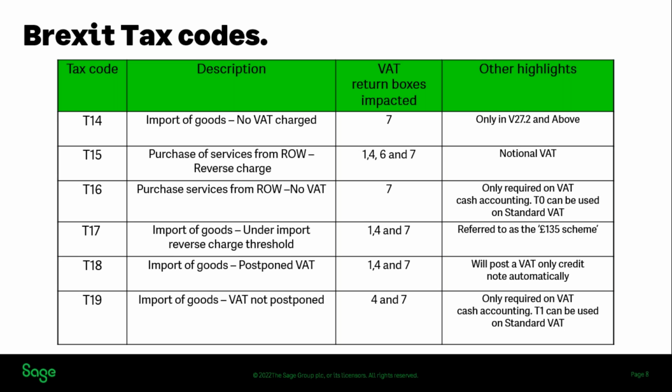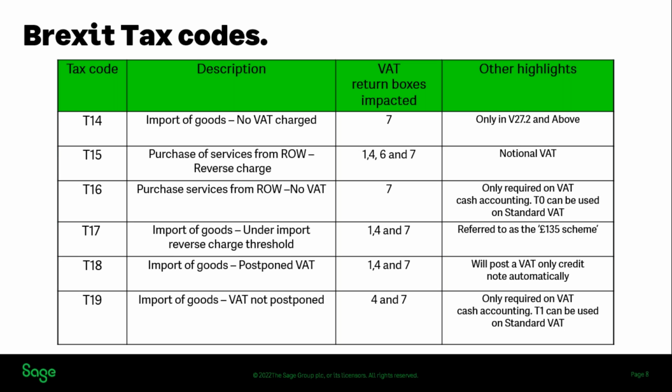Now the majority of them, T15 to T19, were all introduced in version 27.1, which was released in December 2020, so a while back. And that was released just in preparation for Brexit. Later on, we realised that we actually needed an additional code based on feedback from customers, and we did then also implement T14, which is available from 27.2 or above. Okay, so if you want to be using these Brexit tax codes that take care of everything for you, make sure you're on the most up-to-date version of your software.